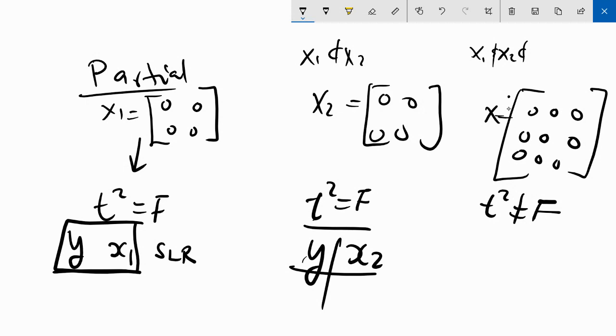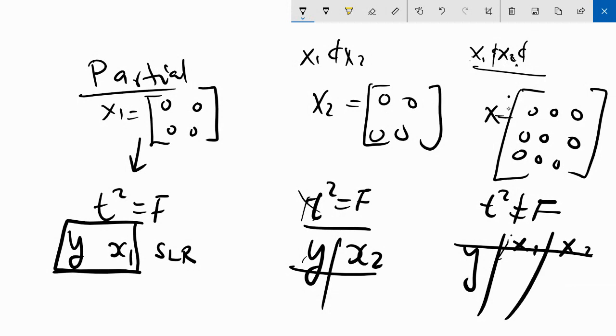It's true. But now, here you have x2 and x3, x1 and x2. So t squared is not equal to f. Because now, for the last one, you have y, x1, x2. You follow? Yeah, I follow. So the reason behind that can be because we have two independent variables. Yes, that is the reason. Okay, thank you.